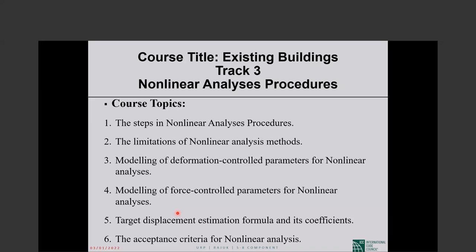So that formula, and number 6, the same as number 3, are the main contributions of these new approaches in the codes for the evaluation of existing buildings, the acceptance criteria. So nice, so beautiful things that we will go to, hopefully.